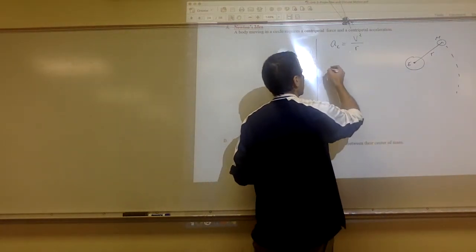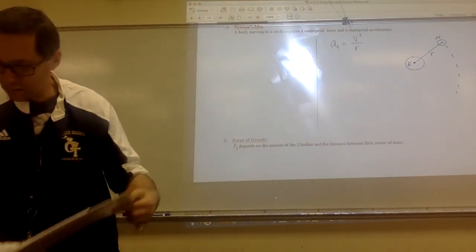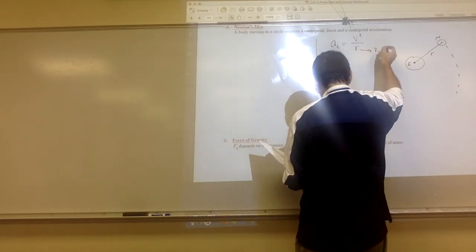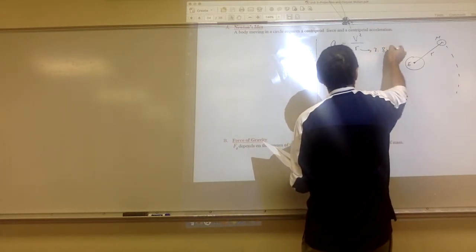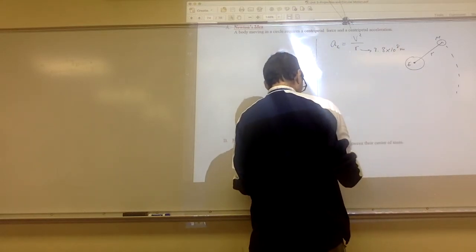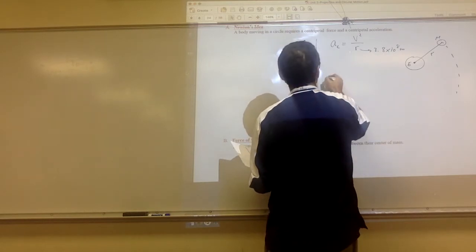Now I need to figure out what R is, and this number is given. So let me just look up some of these numbers here. Now this R is 3.8 times 10 to the 8 meters. This is in your data sheet in the back of the packet. Okay, now I need to find V.